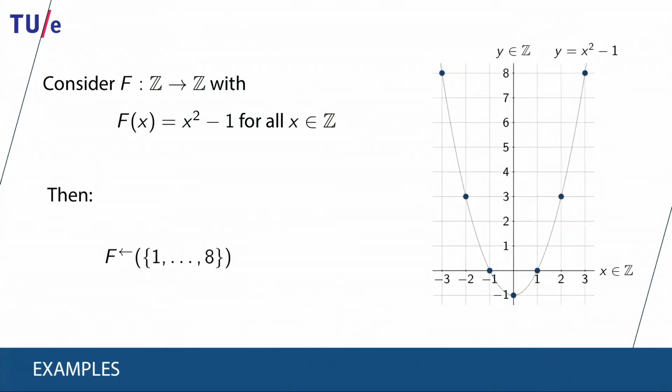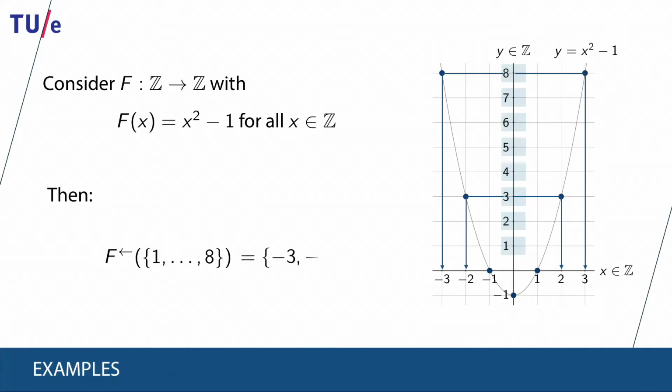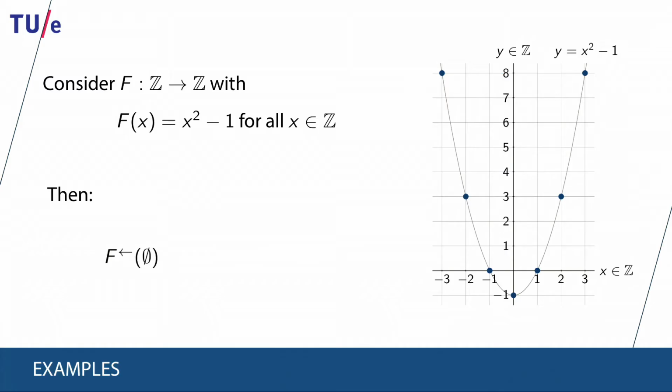The source of the set consisting of the integers 1 to 8 can be found by looking for points on the vertical lines through any of these integer points on the y-axis. If there is such a point, then the corresponding x value will be in the source. Thus, we find that the source of the set of integers 1 to 8 consists of the integers -3, -2, 2, and 3. The source of the empty set is always the empty set. Clearly, there is no element in the domain of a mapping that maps to an element of the empty set.